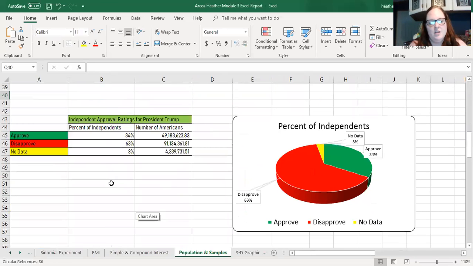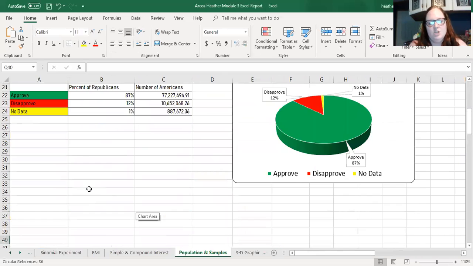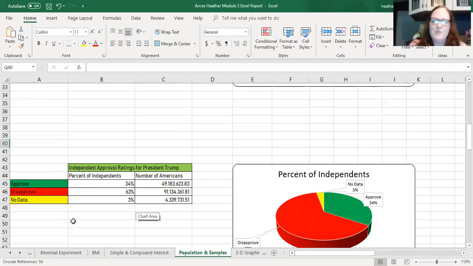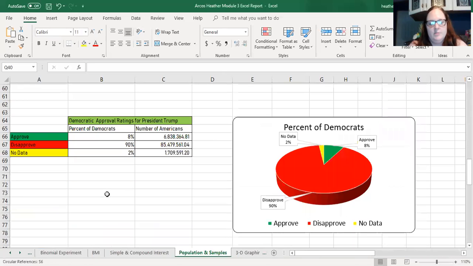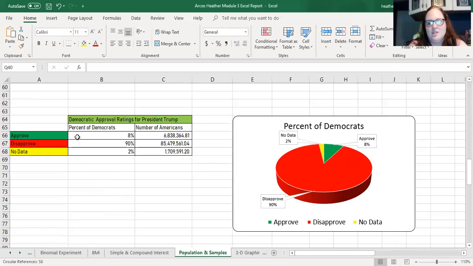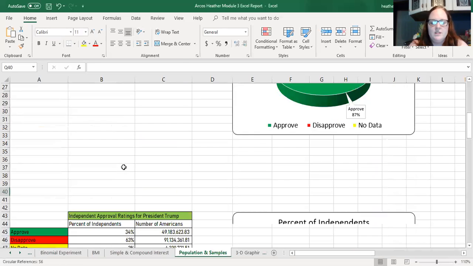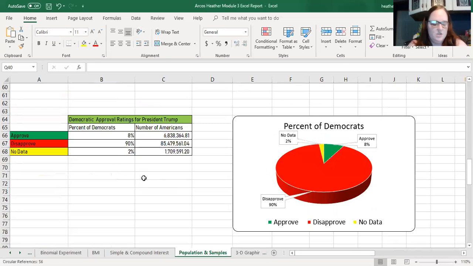But then we can go down here and look at the independents. If we tried to use the information from the Republicans and base it on independent approval ratings, we can't do that because their numbers are completely different. The independents have a 34% approval rating for President Trump, and 63% disapprove. And then we can go down to the Democrats. They only have an 8% approval rating for President Trump, and then they have 90% disapproval. So if we tried to use this information and said, oh, well, that's going to be the same for another group of people, well, it's clearly not. It's basically completely opposite. So you just can't use that.